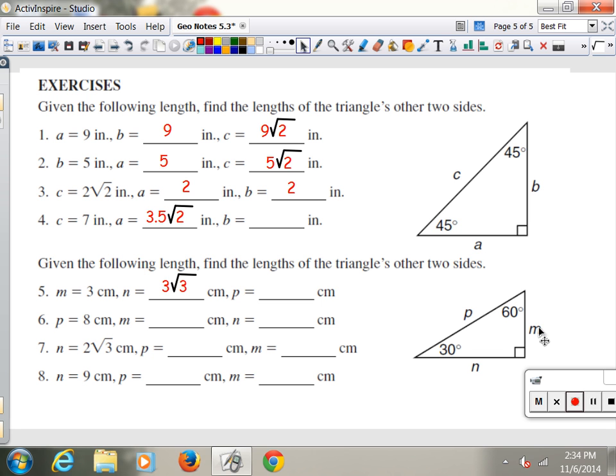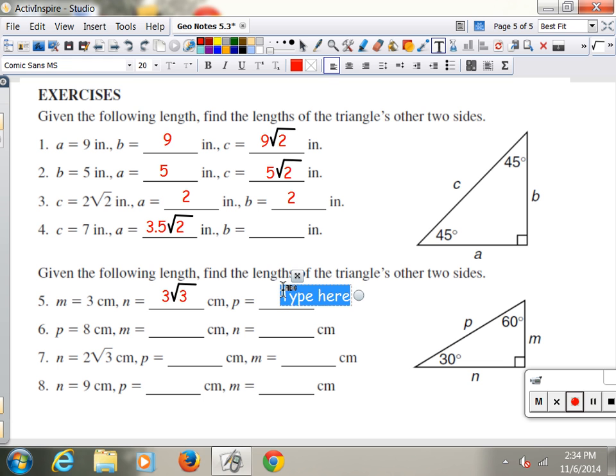If you've got the short leg and you want to go to the hypotenuse, what's the ratio there? 2 to 1 ratio. So a 3 would become a 6. So your hypotenuse would be a 6. So your P would be a 6. If this is a 3, that's a 6. This is a 3 radical 3 down here.